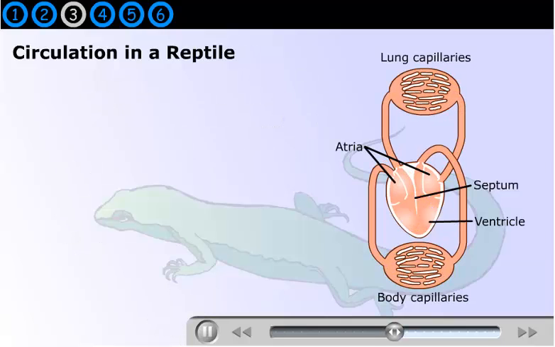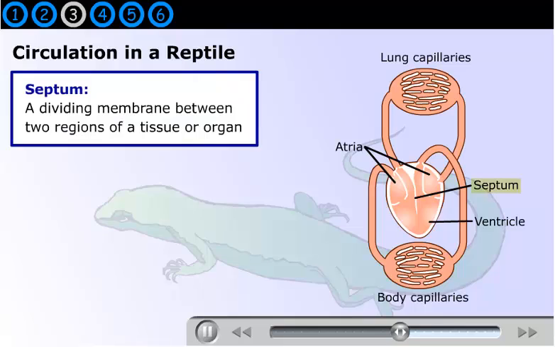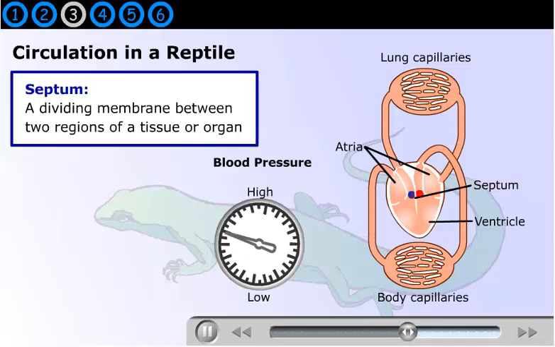This circulatory system belongs to a reptile. It is almost the same as the amphibian system, but note the wall, or septum, down the center of the ventricle. The septum helps prevent the oxygenated and deoxygenated blood from mixing, thus increasing the efficiency of the circulation. You can also see that the septum does not completely separate the ventricle into 2 chambers, so some mixing of oxygenated and deoxygenated blood could still take place.